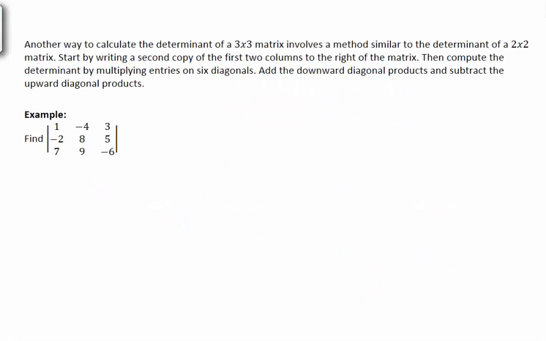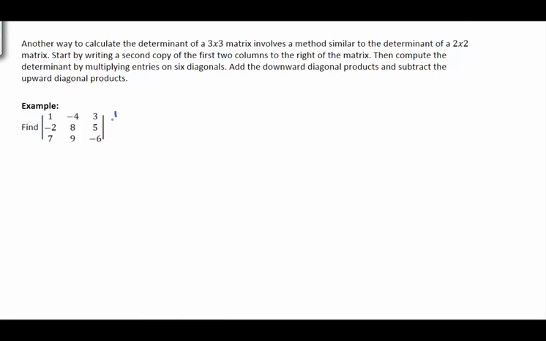So there is another way to calculate determinants of 3 by 3 matrices that is similar to 2 by 2. It does not expand nicely to higher matrices. My last example I wouldn't be able to use this method, but it is another way to do it. So we start by writing a second copy of the first 2 columns to the right of the matrix, and then we find the determinant by multiplying entries on the 6 diagonals. We add the downward diagonal products and subtract the upward diagonal products. So for this example, the first step is to rewrite columns 1 and 2.